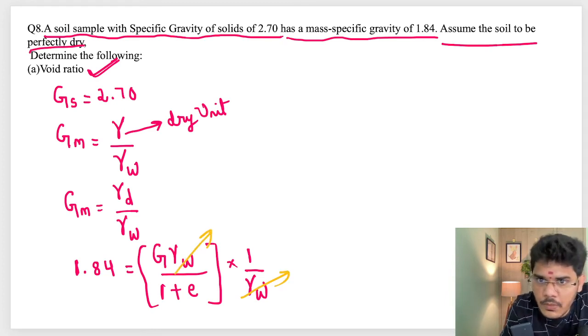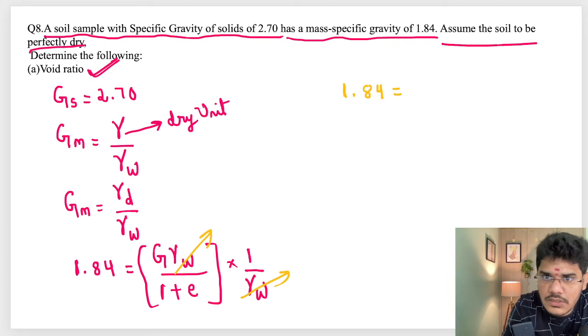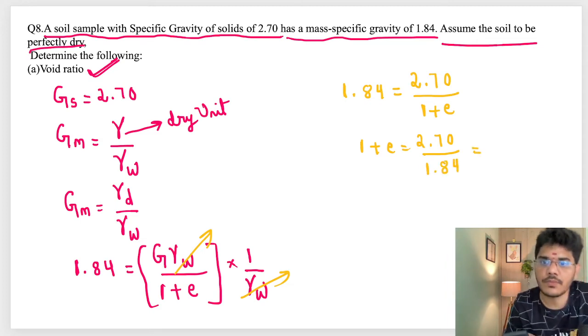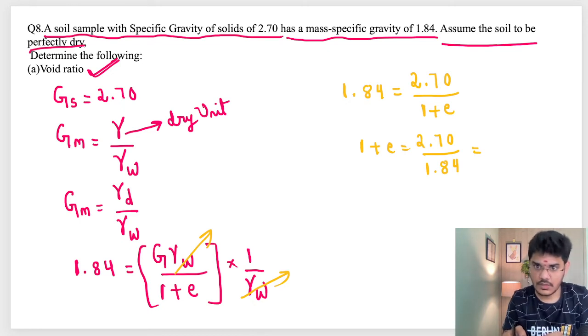Now 1.84 is equal to G value is how much he has given? 2.70 divided by 1 plus e, void ratio. So this void ratio has to be calculated. Now I am sending this 1 plus e to the left hand side direction. So 1 plus e is equal to 2.70 divided by 1.84. So 2.70 divided by 1.84, this is 1.467. I am sending that plus 1 also to this side.